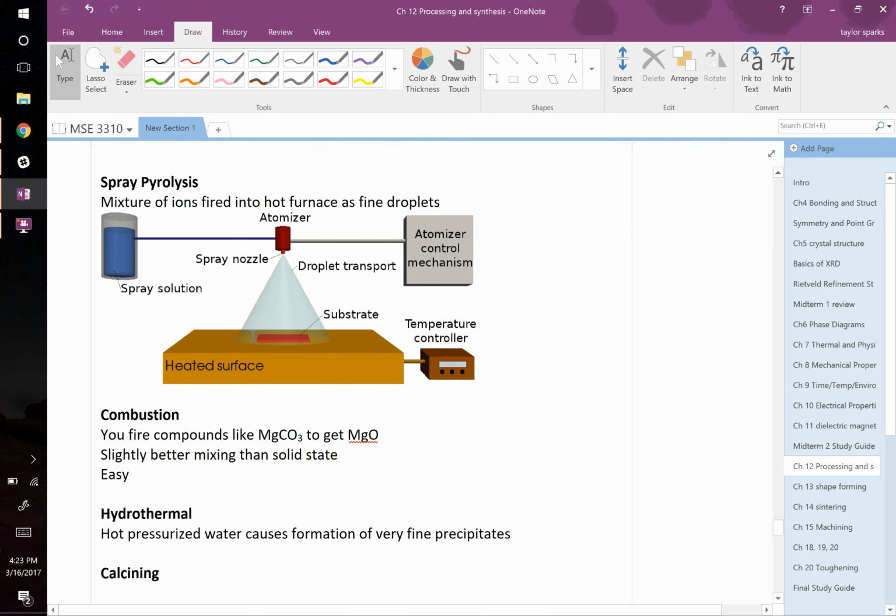Okay, next let's talk about spray pyrolysis. I've got a postdoc in my lab right now who's an expert in this, and we're doing spray pyrolysis of iron sulfide for battery electrodes, right?